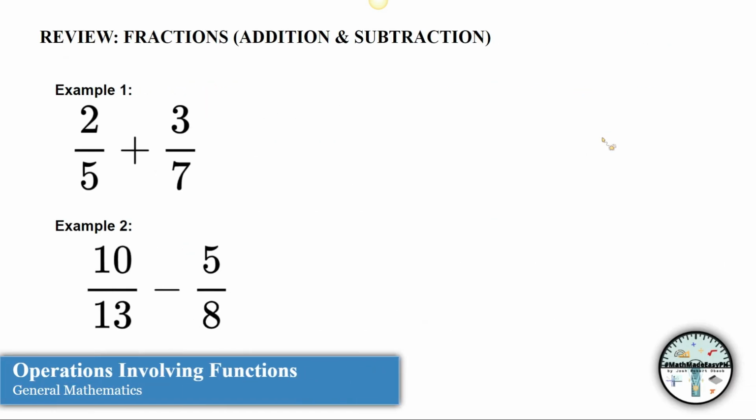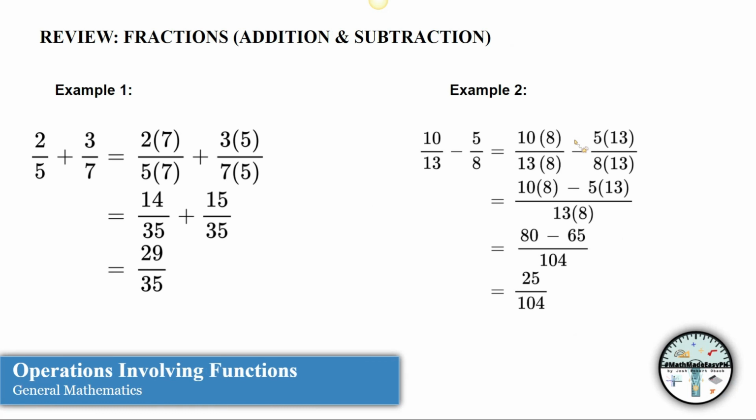Okay, so review. Fractions. Example number 1, we have 2/5 plus 3/7. And example number 2, we have 10/30 minus 5/8. So if you want to answer, you can pause this video for a while, and if you're done, you can play this video. And for those kung ayaw mag-answer, edi just bear with us, okay?